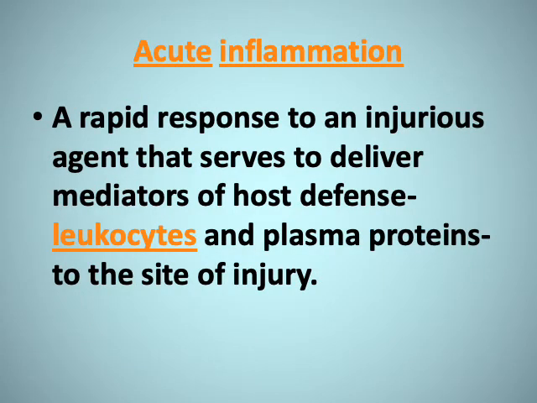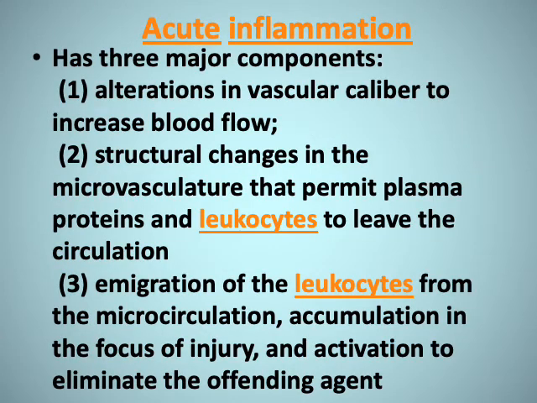Acute inflammation is a rapid response to an injurious agent that serves to deliver mediators of host defense, leukocytes and plasma proteins, to the site of injury. It has three components: alteration of the vascular caliber to increase blood flow, structural changes in the microvasculature that permit plasma proteins and leukocytes to leave the circulation, and immigration of the leukocytes from the microcirculation, accumulation in the focus of injury, and activation to eliminate the offending agent.